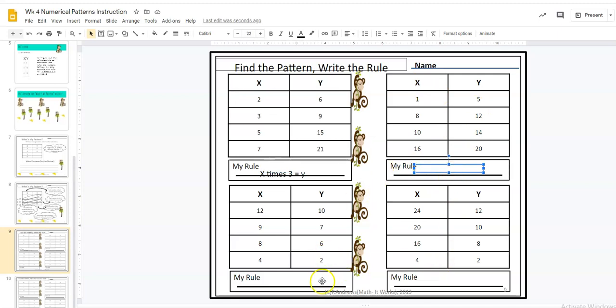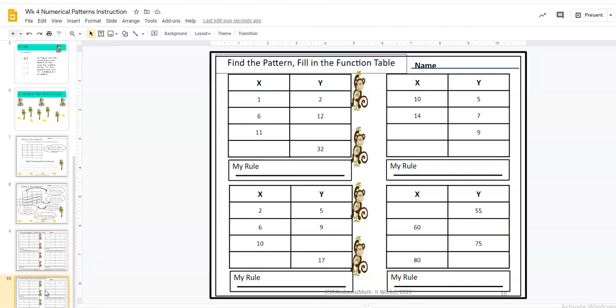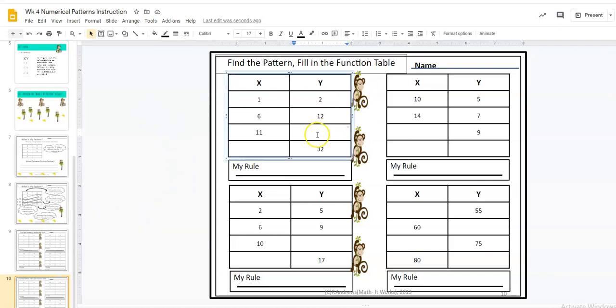All right, so the rest of these are done pretty much in the same way. All right, then you're going to have a second slide that you're going to complete. Now in this, some of the numbers are missing in the function table. So once you have decided what the rule is, you're going to fill in these missing amounts. All right, let's take the first one as an example. First of all, I want to look at these terms, 1 in the x, 2 in the y, 6 in the x, 12 in the y. All right, and that's all I have in order to determine what my pattern is.